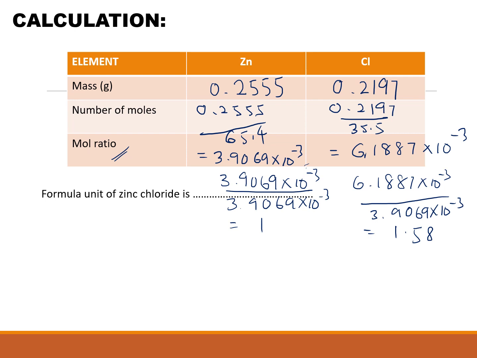So what I should do is multiply by the number with which 1.5 can become a whole number. So I times 2. So this one I get 2 and this one I get 3.16, rounded off to 3. So at the end, the empirical formula for zinc chloride is Zn2Cl3. So this is the case where you need to multiply the numbers to get whole numbers.